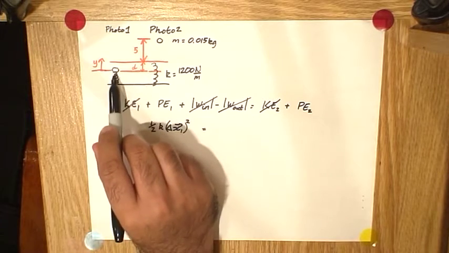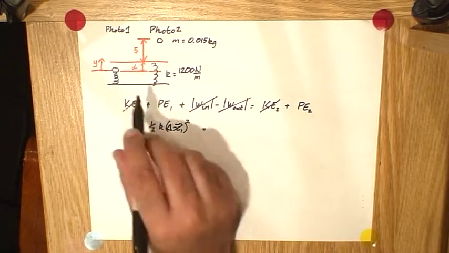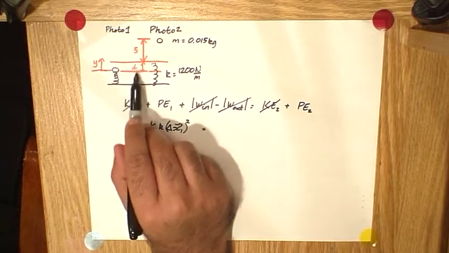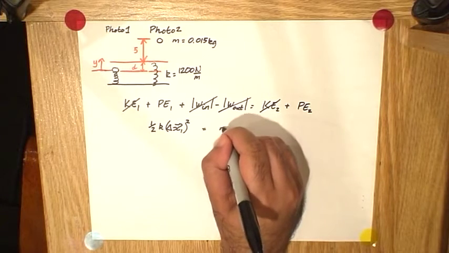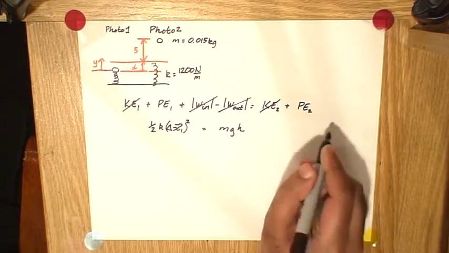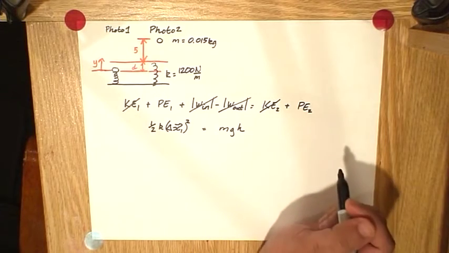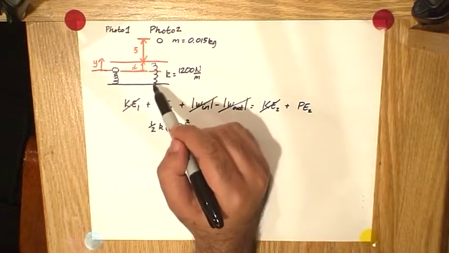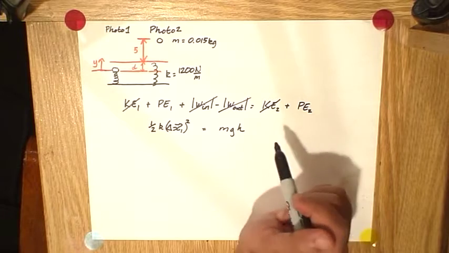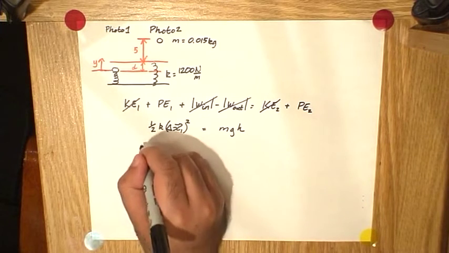So over here on the left side, on photo 1, we have only spring potential energy because the object is at the origin. And that's going to be equal to mgh, which is the gravitational potential energy on the right side, because this spring is now at its natural length. Let's plug in everything we know.